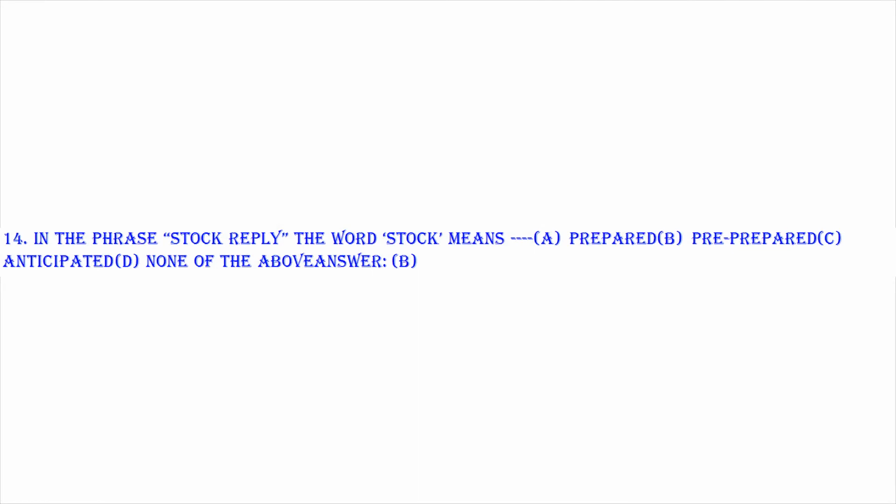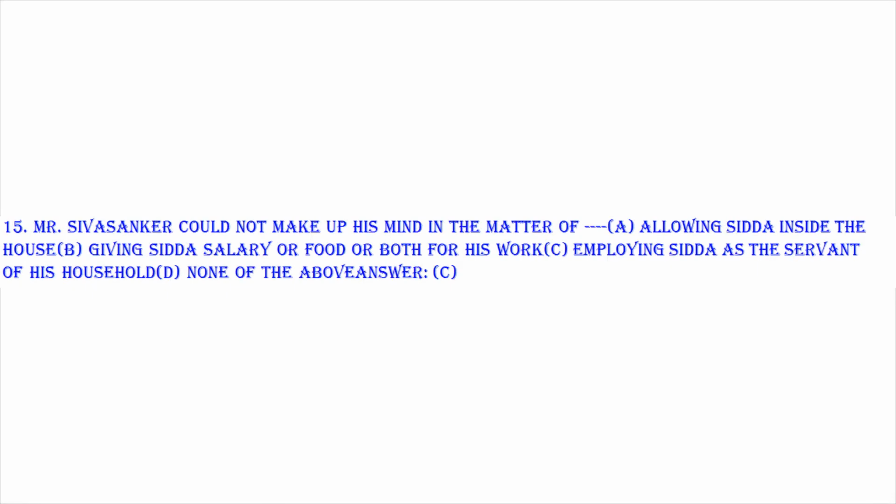A. Prepared, B. Pre-prepared, C. Anticipated, D. None of the above. Answer, B. 15. Mr. Shivasankar could not make up his mind in the matter of, A. Allowing Siddha inside the house, B. Giving Siddha salary or food or both for his work, C. Employing Siddha as the servant of his household, D. None of the above. Answer, C.